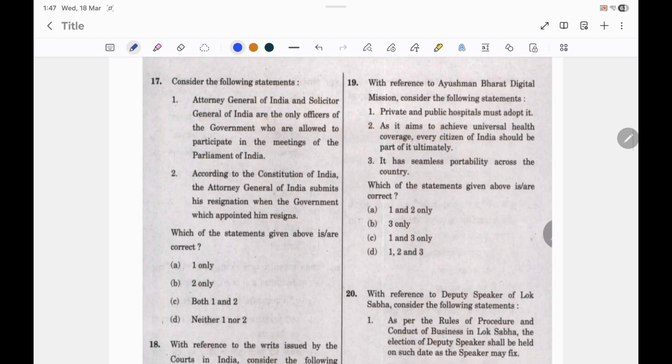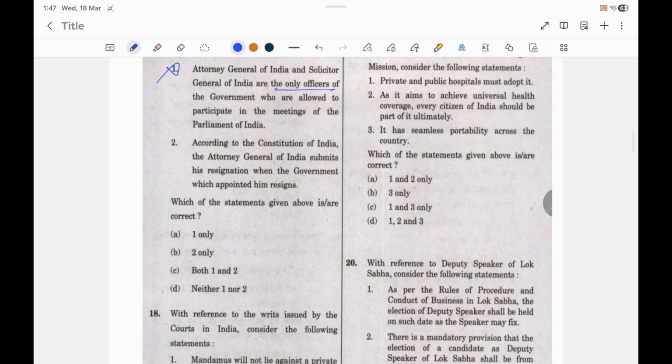Now the next question is talking about the Attorney General of India. Attorney General of India and Solicitor General of India are the only officers of government who are allowed to participate in the meetings of parliament. This is not correct. Why? Because they are not the only officers who can participate in the meetings of parliament.